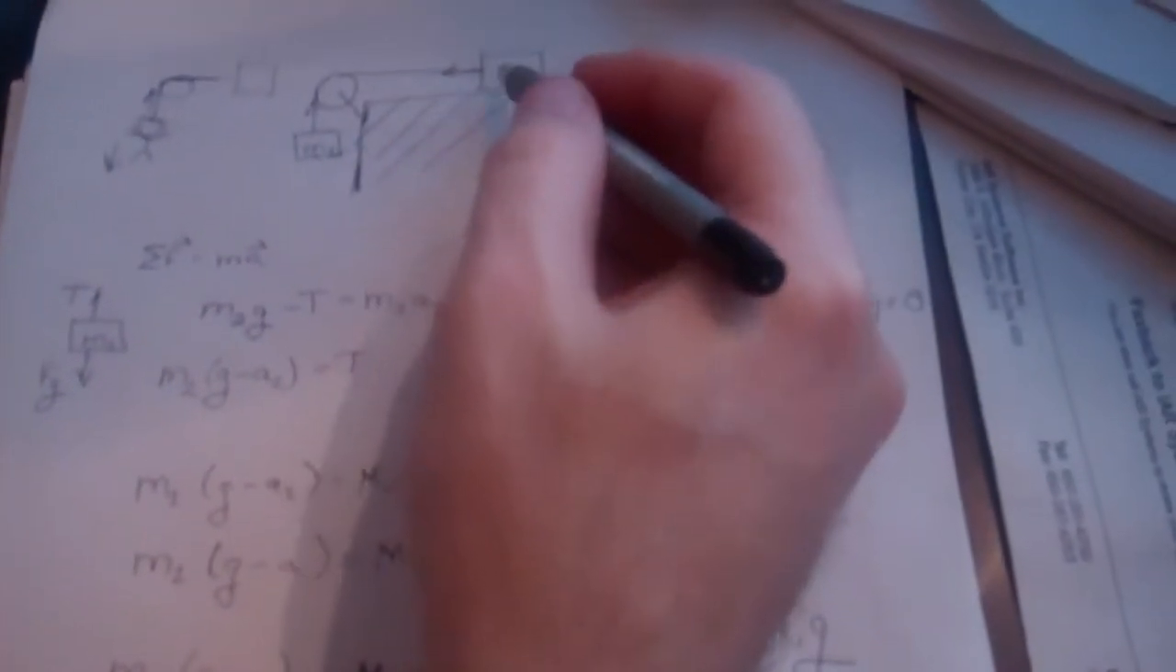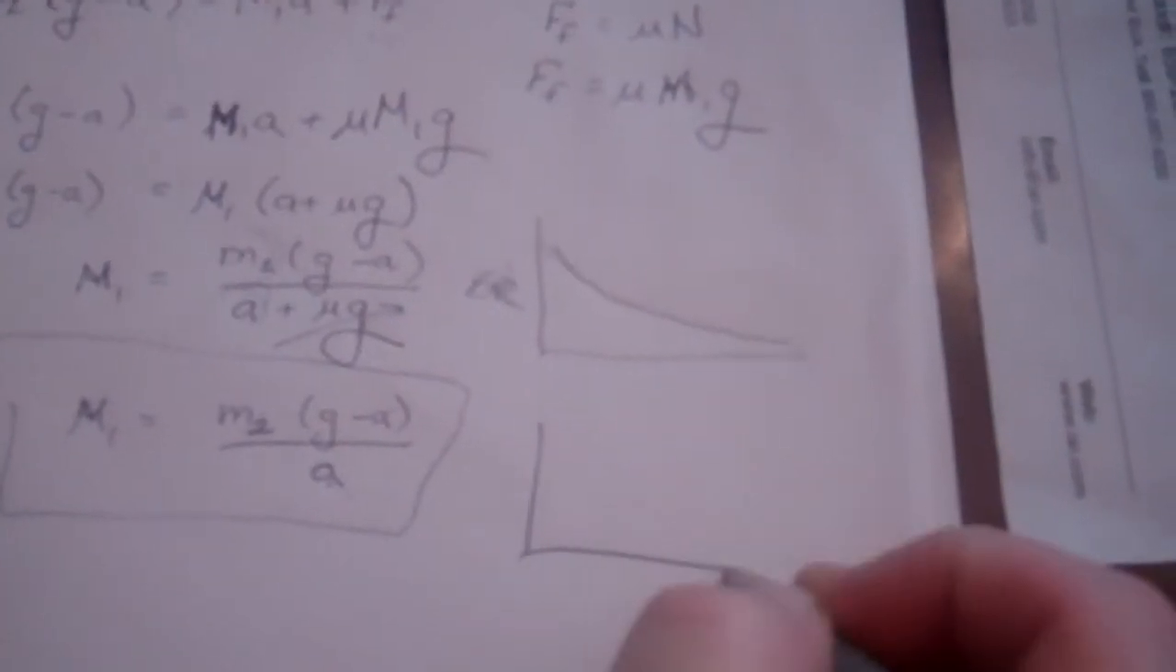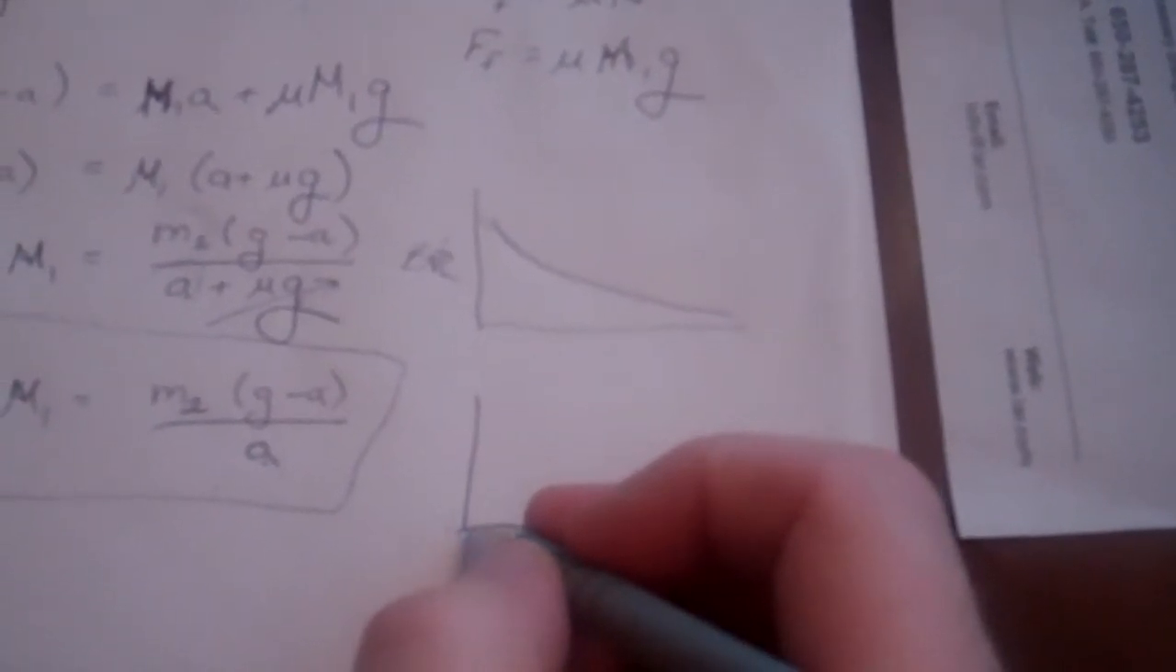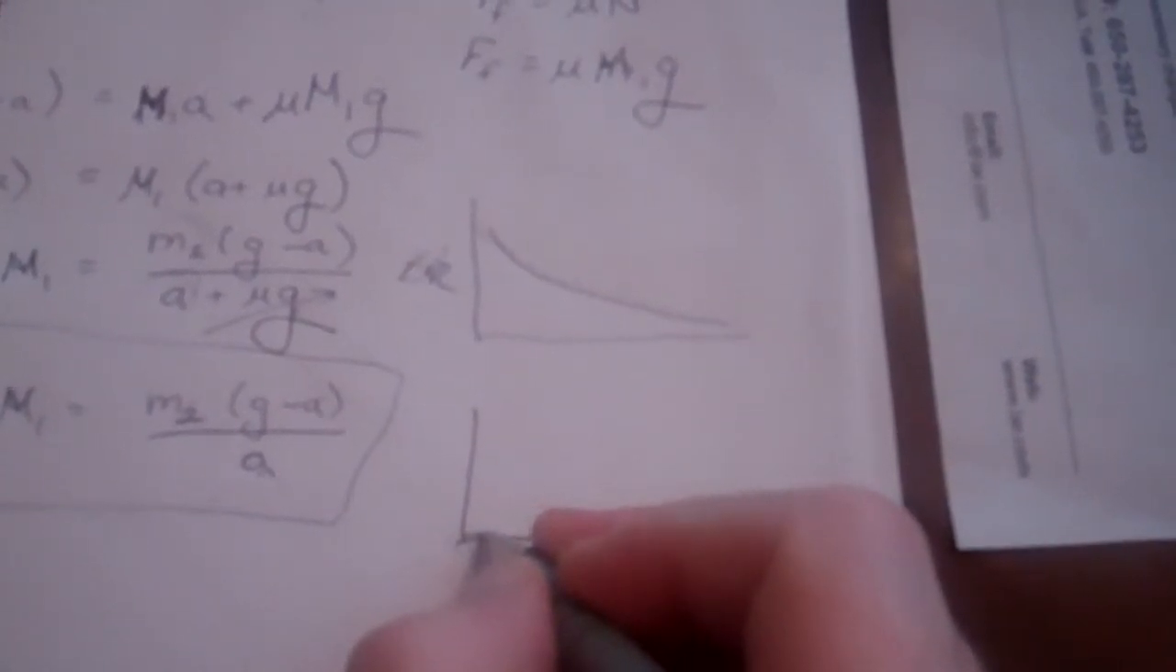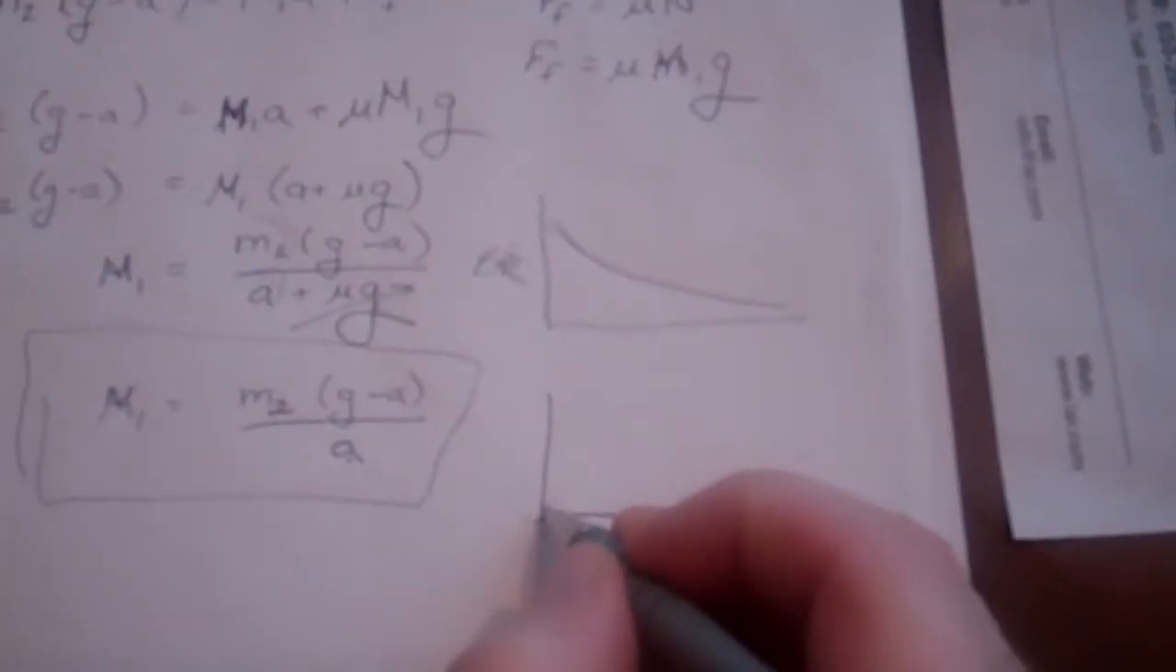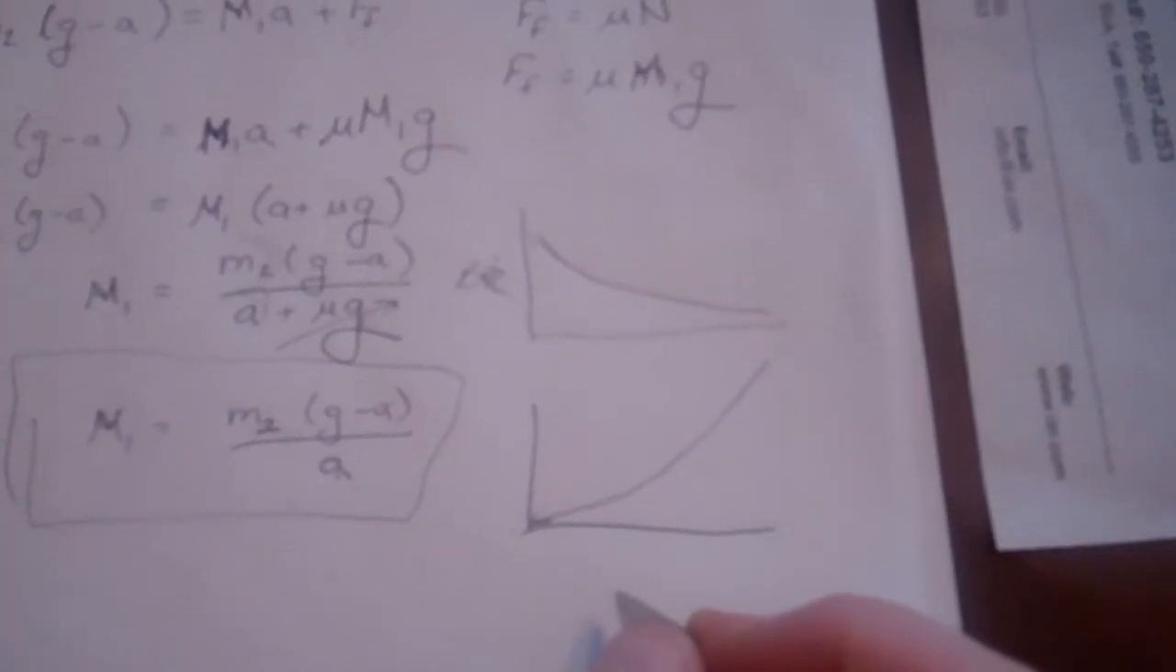Then in part 2, you're going to be adding more and more weight on. And what you're going to see is the exact opposite. As you add more and more weight onto the cart, the frictional, this is going to go up like that.